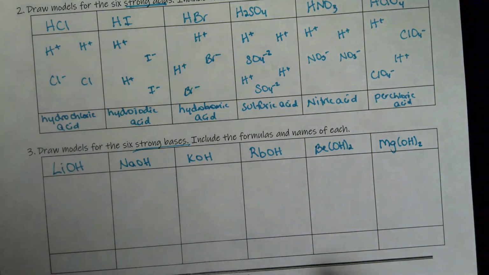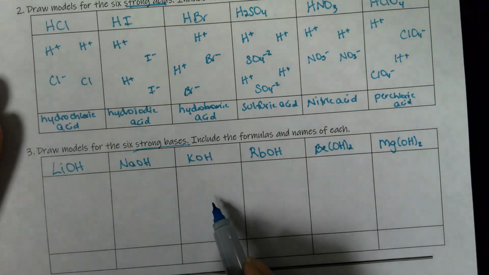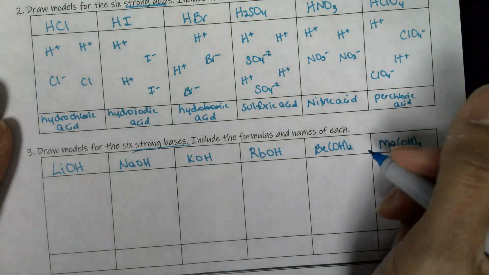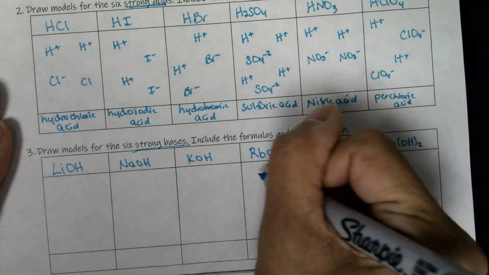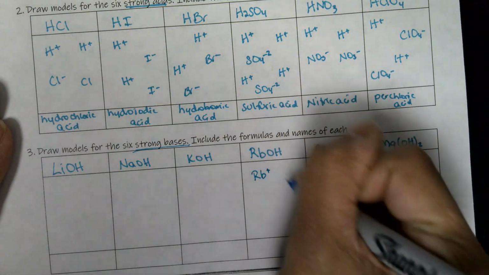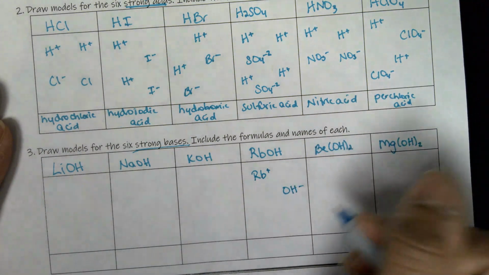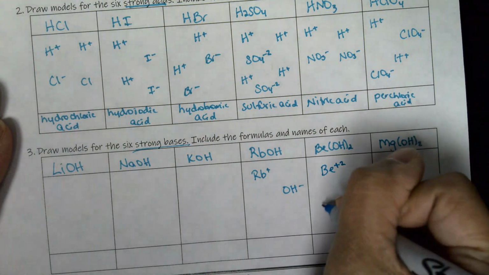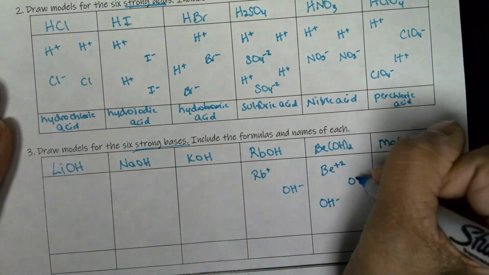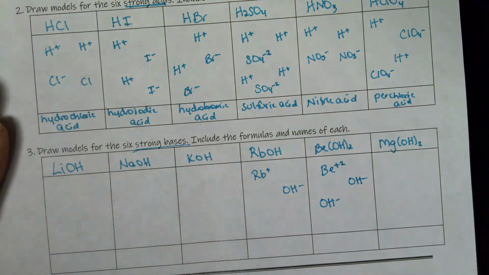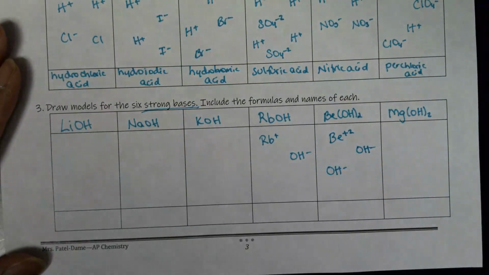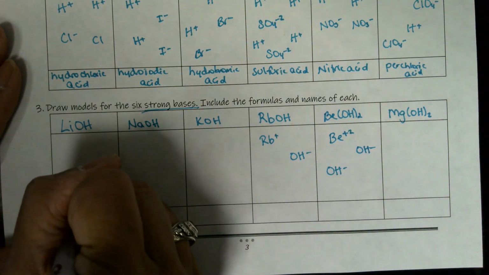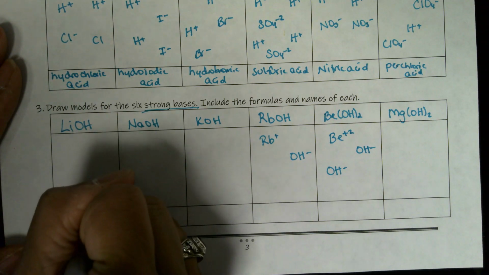give you here. I'm just going to show you the diagrams for potentially, like, let's do RbOH and Be(OH)2. This is a 1-to-1 ratio, so it's Rb plus 1, OH is -1. Whereas over here we have Be, which is +2, and there's 2 OH minus. To figure out the names, it's just the element's name and hydroxide. So for example, this one is lithium hydroxide.